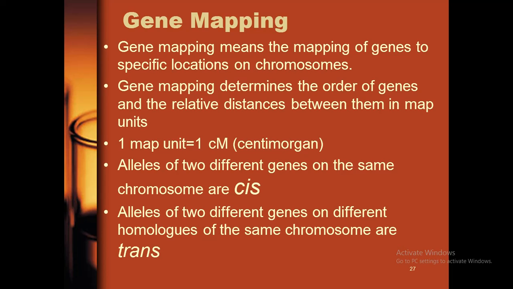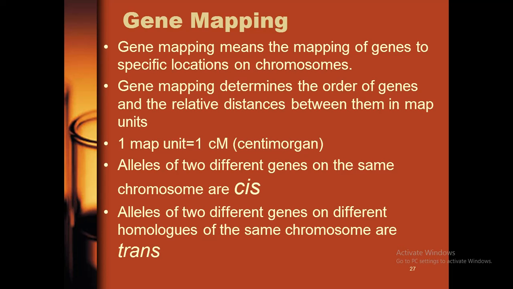And now we come to a few important technologies which are being used in genetics. First is gene mapping. As you know, a map means the imprint or the direction of a place. So genetic mapping means the mapping of the genes to specific locations on the chromosome, and gene mapping determines the order of the genes and the relative distance between them in map units.